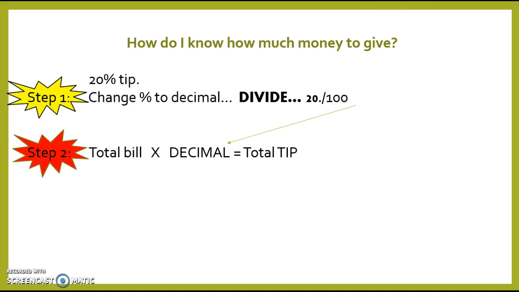Let's say you're giving a 20% tip. You're going to change your percent to a decimal. This is your decimal, your percent. Change your percent to a decimal by dividing.